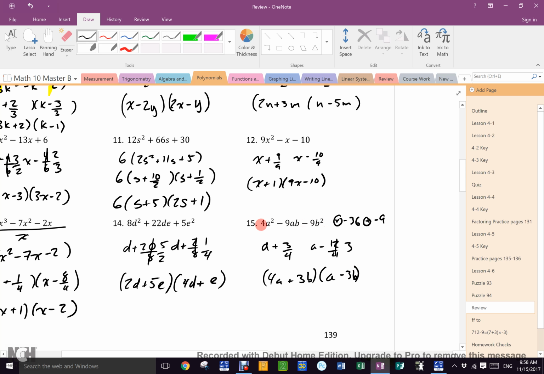Now, why did I talk about those two squareds? Because sometimes those two squareds give you a hint, don't they? If all this was positive, then I could use those squareds to help me, couldn't I? Right? Then it would be 2a plus 3b squared.